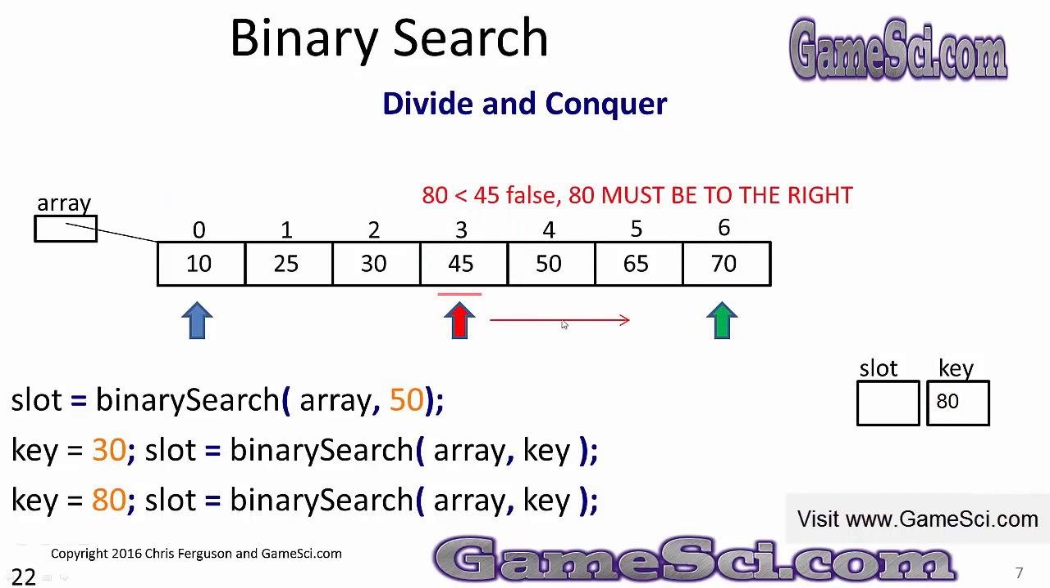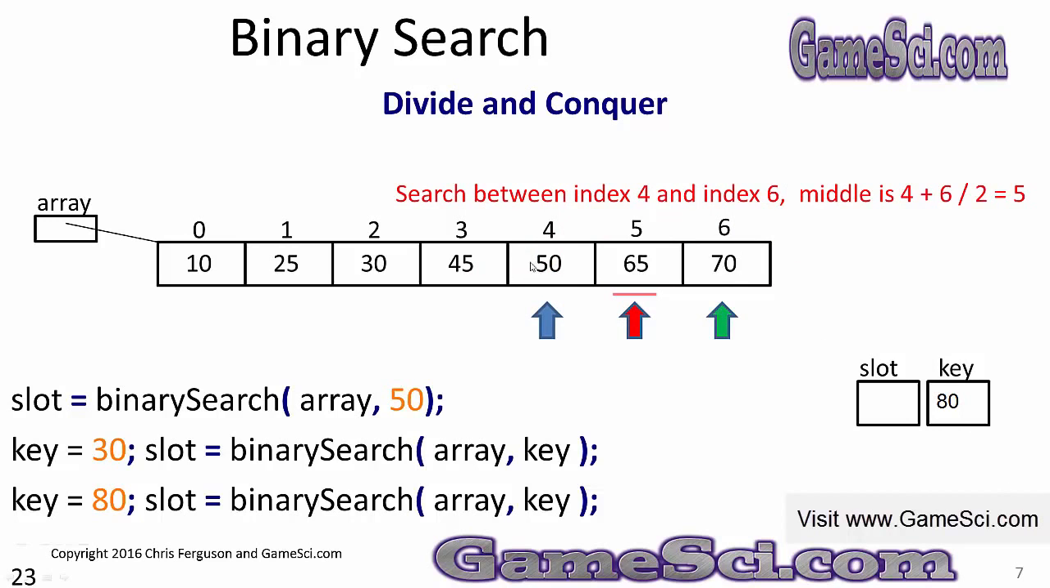80 less than 45 is a false statement, which means 80 must be to the right. It has to be the right. This is a sorted array. If you're bigger than that number, I want to search these 3 values. I'll adjust the search range to say search between index 4 and index 6. Calculate the middle. 4 plus 6 divided by 2 is 5. And my search will look at position 5 to see if it can find 80.